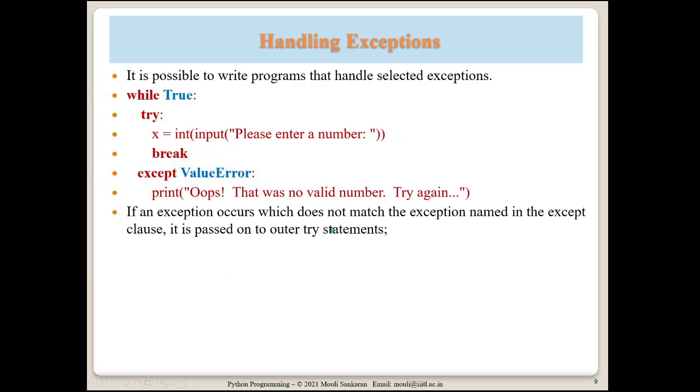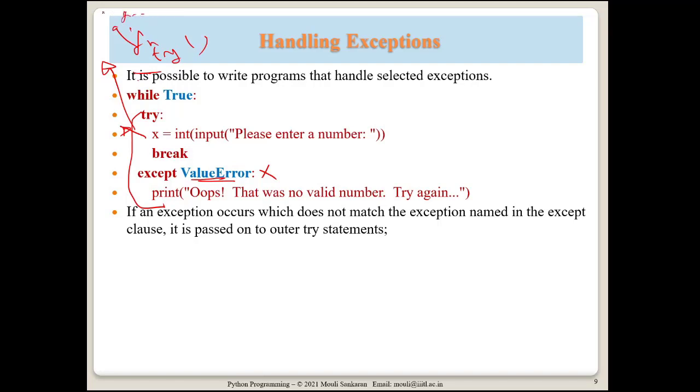If an exception occurs which does not match the exception name, suppose this is the named exception, whatever exception is happening here, if it is not matching with this, it is passed on to the outer try statement. That means it knows that this try statement is not willing to handle it, or doesn't know how to handle it, so it will be passed further up. That means it may come out of the while loop and look for a try. You can have a try within a while loop, or if it is a function, then it will come out of the function and look for a try.